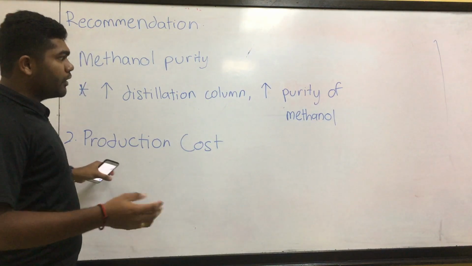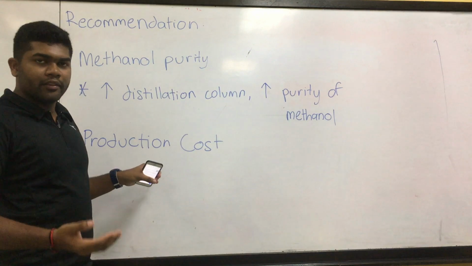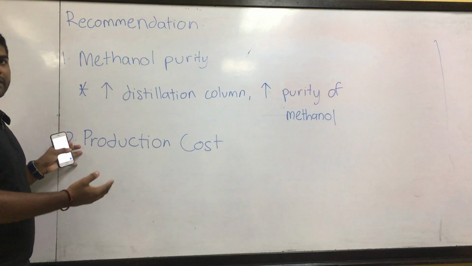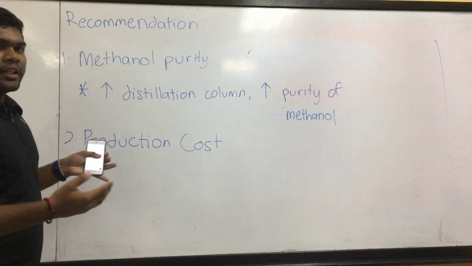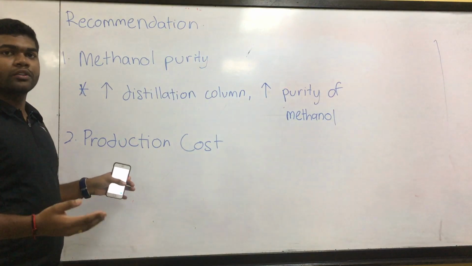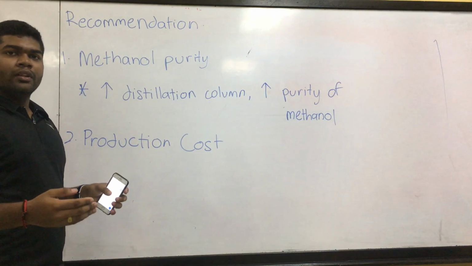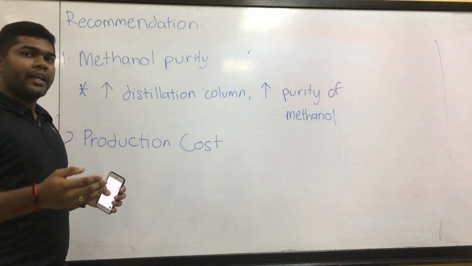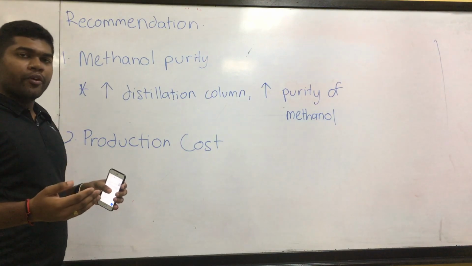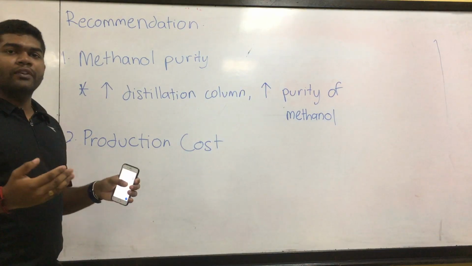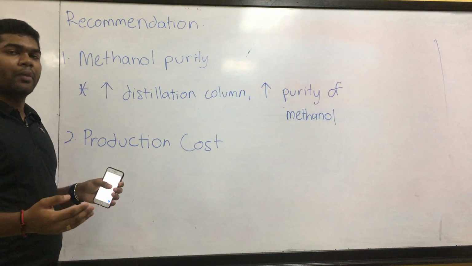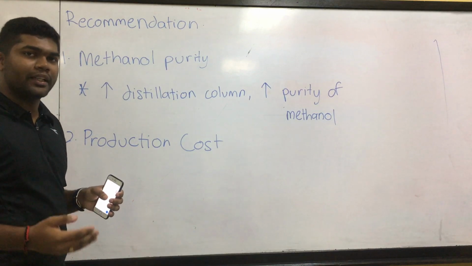To increase the purity of methanol, we can use more than one distillation column, which brings us to our second recommendation, which is production cost. As more distillation columns are used in a process, it will increase the production cost of a plant. So ultimately, this depends on the client's requirement of methanol. If he requires high purity, more distillation columns should be used, but your production cost will increase as the number of distillation columns increases.